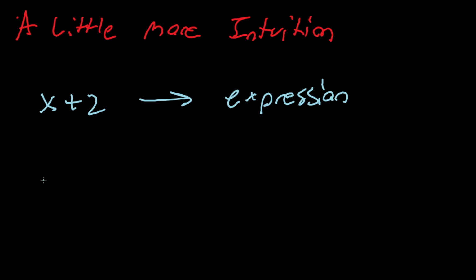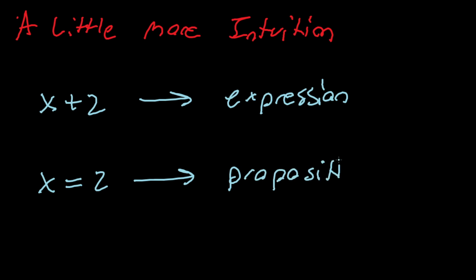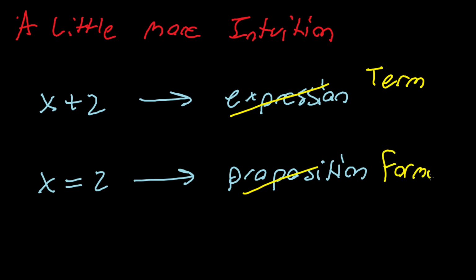But then something like x equals 2 is closer to a proposition, right? This is something that does have a true or false value. So we'll use the following words. This will be called a term, and this will be called a formula. And that will be how we distinguish.